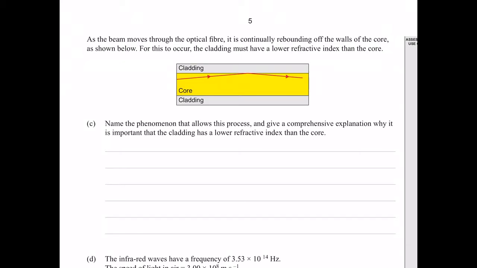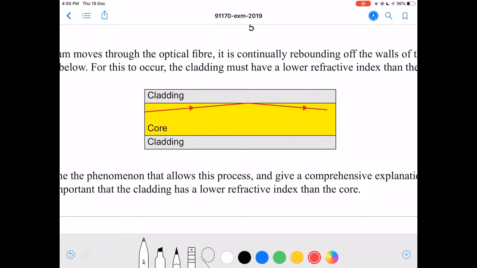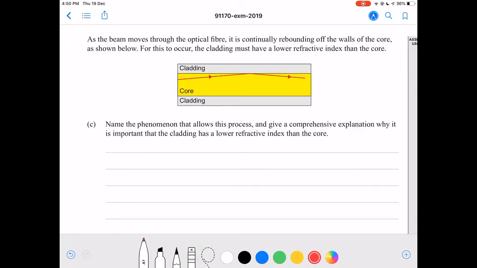This can only occur when the angle of incidence is larger than the critical angle. The critical angle is the angle of incidence when the angle of refraction is 90 degrees. That would be the critical angle, and in order for total internal reflection to occur, the angle of incidence has to be greater than that critical angle.